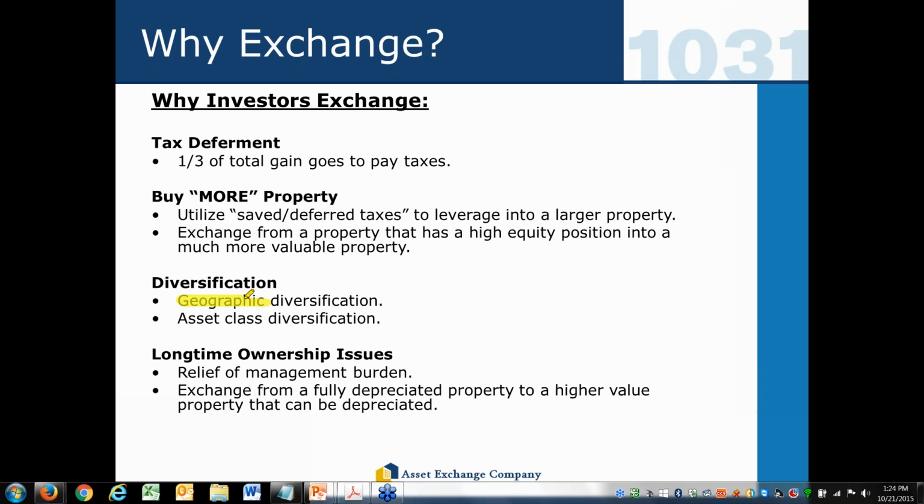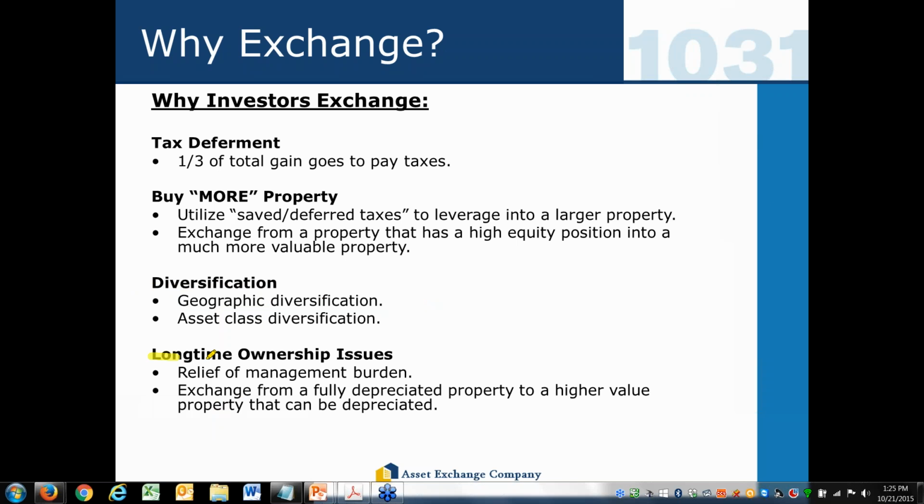And I have clients who do that. I've got clients who own a ton of real estate in San Francisco, and right now the market's hot. They say, well, let's capitalize on this bull market we're having. Let's get out of San Francisco and get into some place that is less prone to earthquakes. So diversification is key, and it's important to talk to your clients about diversifying their portfolio and doing it tax deferred with the 1031 exchange.